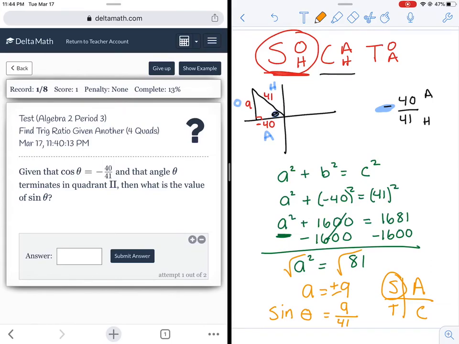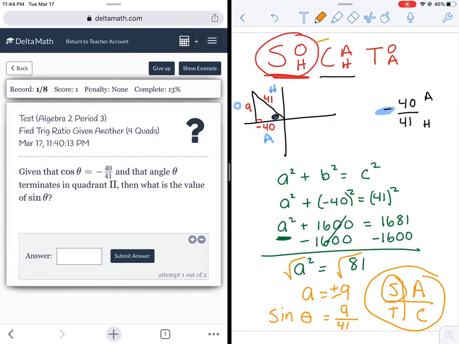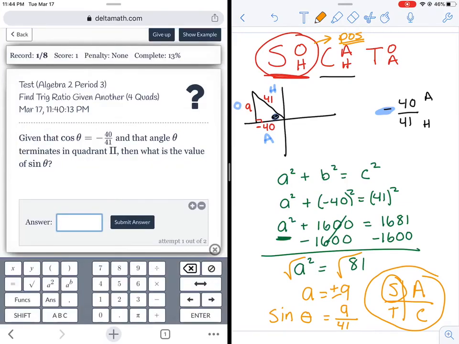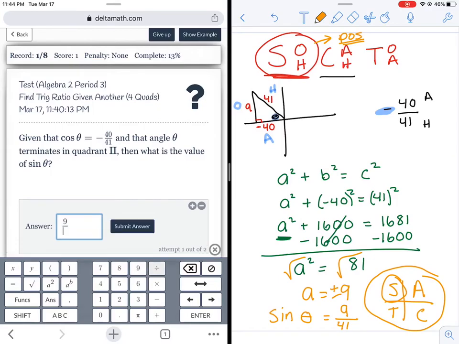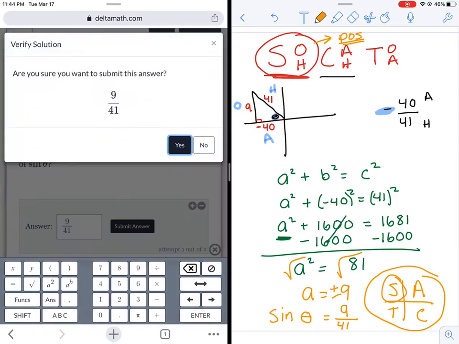So if you weren't sure if 9 should be negative or if the 41 should be negative, like if you're getting confused on when it's positive and negative, don't worry about it. At the very, very end, draw this picture, All Students Take Calc, and then make a decision. Or do that in the beginning when you say, hey, I'm looking for sine. Okay, I'm in quadrant 2, so sine needs to be positive. This is just a little double check at the end, like, okay, the number I type in needs to be a positive number, which is going to be 9 over 41.